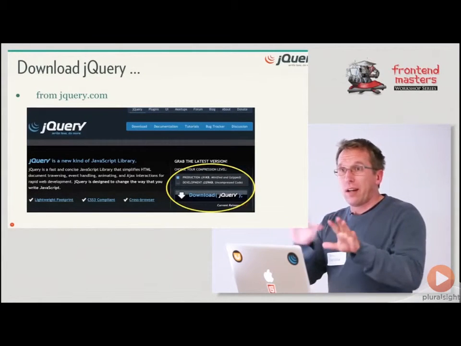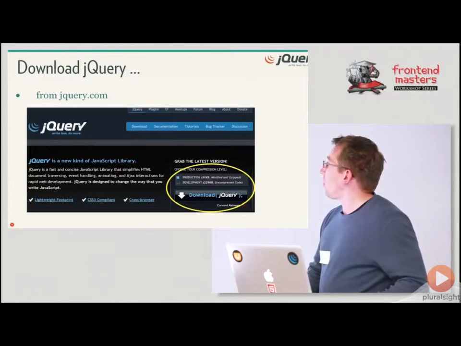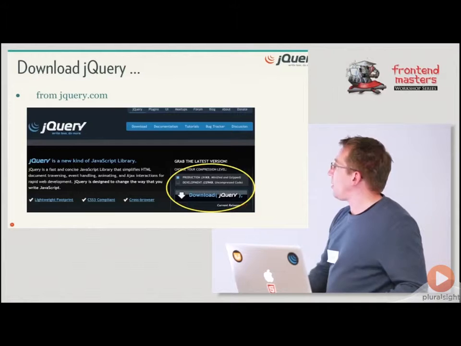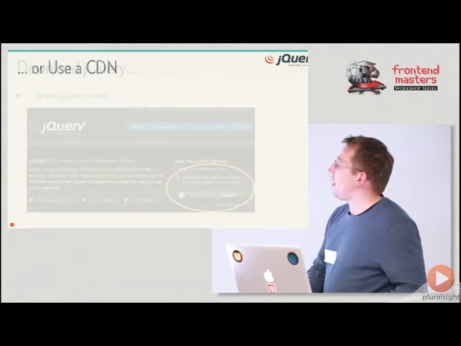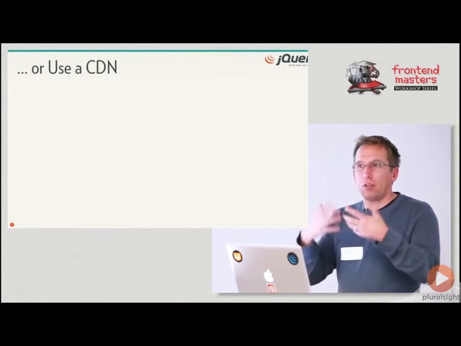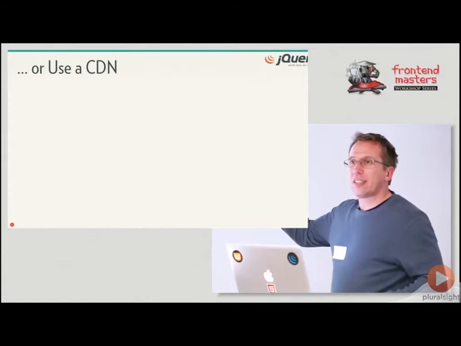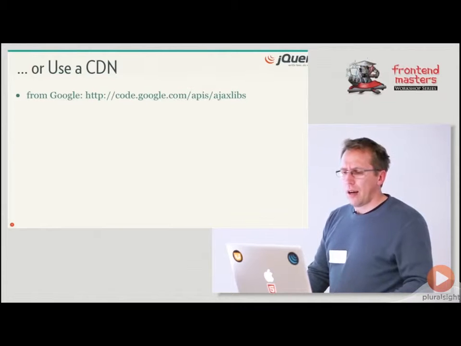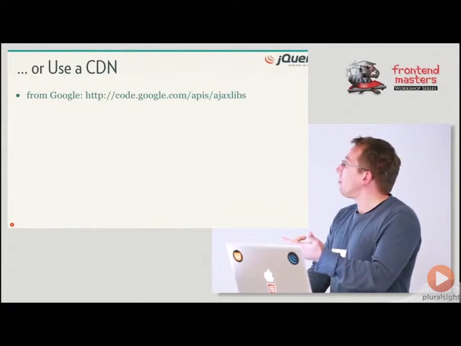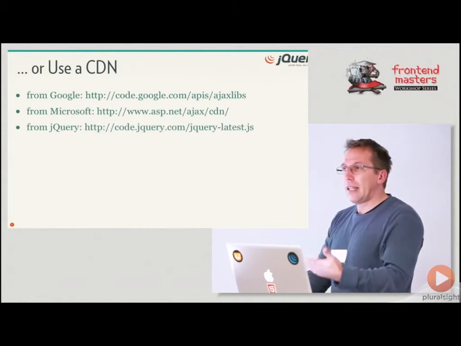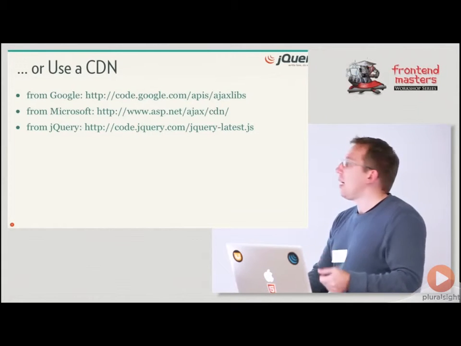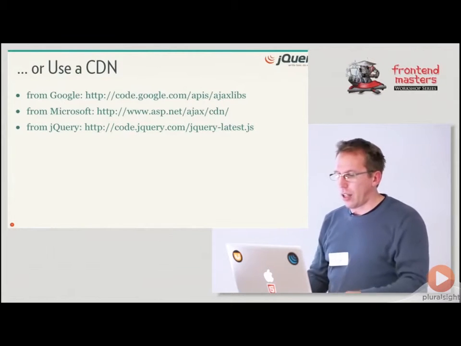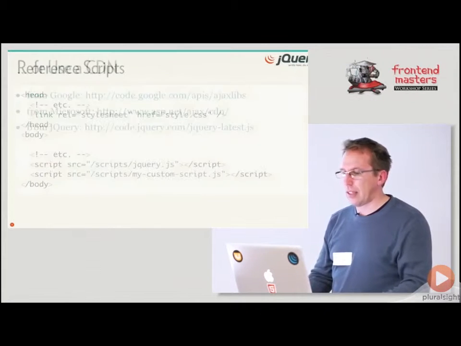We'll talk about the difference. Where can you get jQuery? Well, you can get it from the jQuery homepage, download it, and just use that local script. Or you can use a CDN, a content delivery network, or distribution network. Google has one, Microsoft has one, and jQuery has one, right? And you can use any of those. This is online, so you can reference that there.